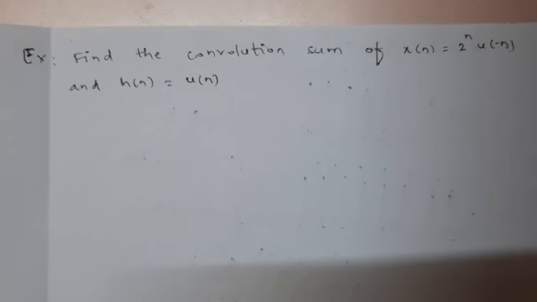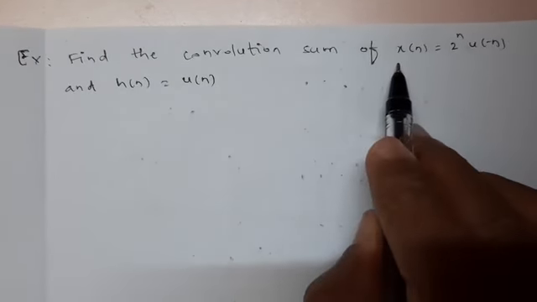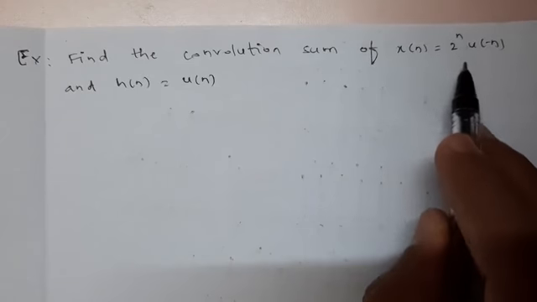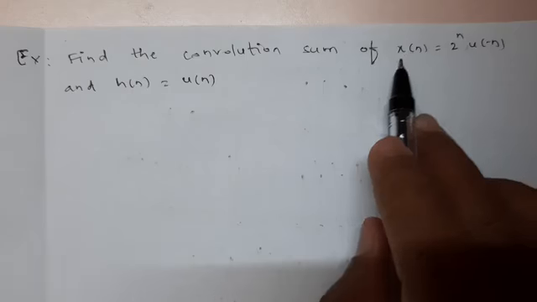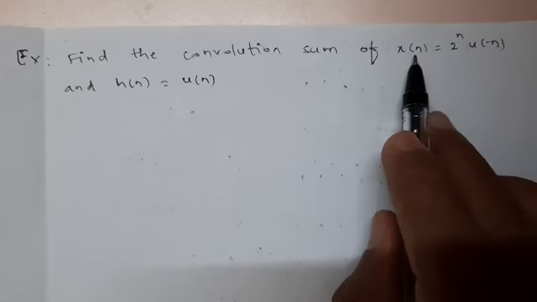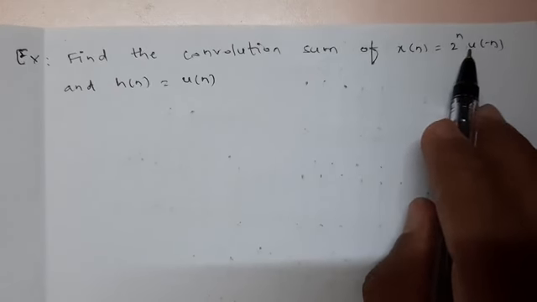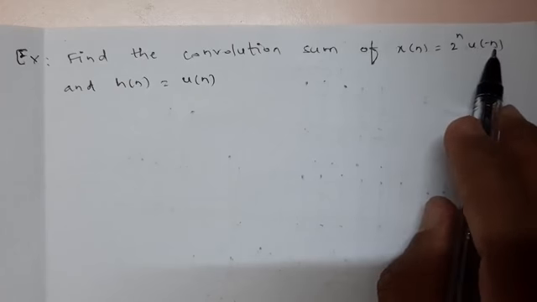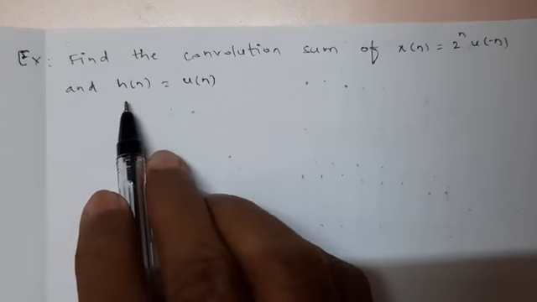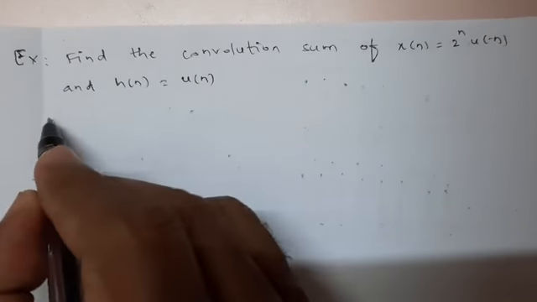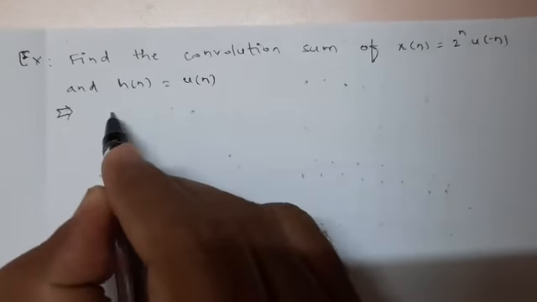Consider next example wherein you have x of n equal to 2 to the power n u of minus n. Now I have made the example a little bit complex. I have taken a signal which is already a reflected version, u of minus n. Okay, h of n is u of n. So in such cases, how to solve this numerical?